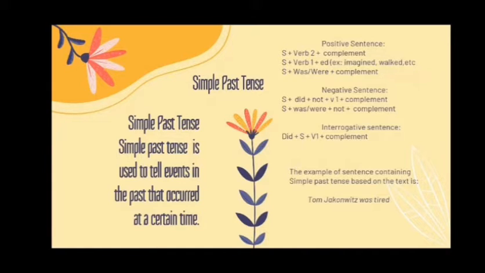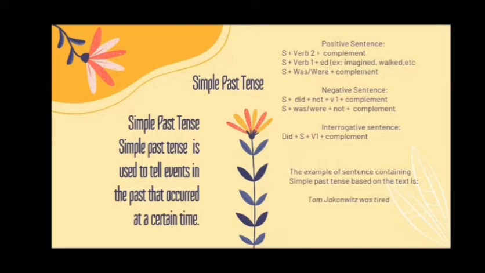And we have subject plus was, were plus complement. For negative sentence, we have subject plus did plus not plus verb 1 plus complement, and subject plus was, were plus not plus complement. For interrogative sentence, we have did plus subject plus verb 1 plus complement.